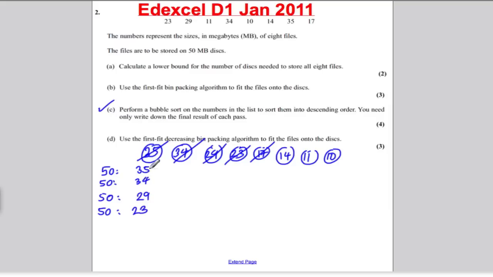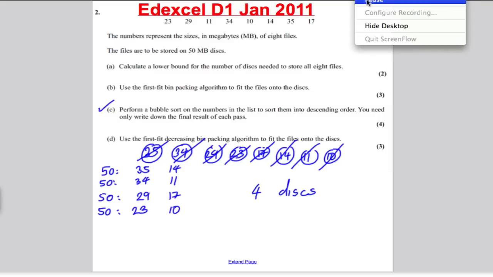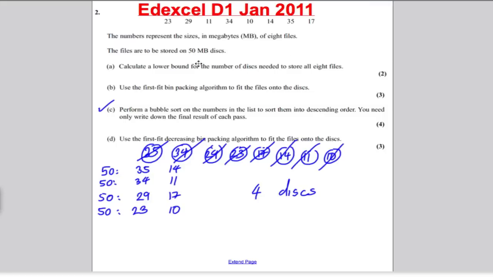Now, the 17 can't go here, but can go here nicely, because that would give us a total of 46. This 14 could, in fact, go here. There's space for it here. The 11 could then slot in here, and the 10 could slot in very nicely in here. So we've got 1, 2, 3, 4 discs used here, and a lot less wasted space. And so that's the answer to the January 2011 past paper.